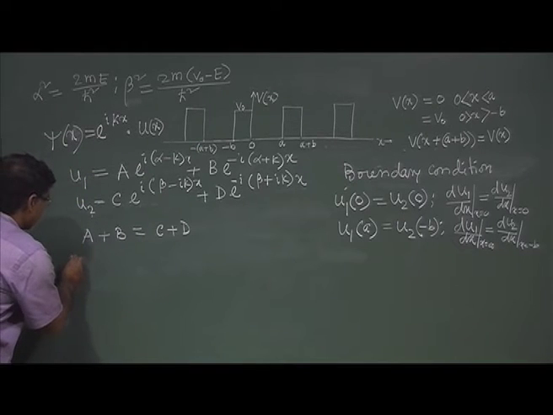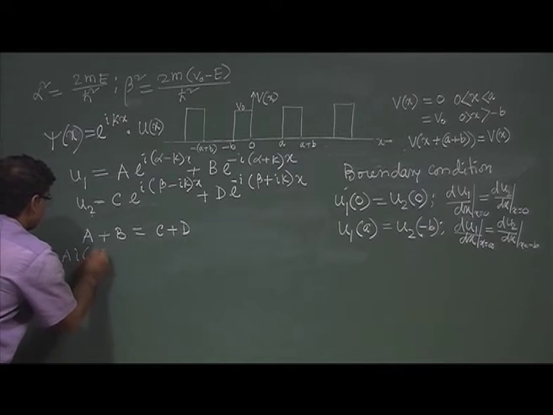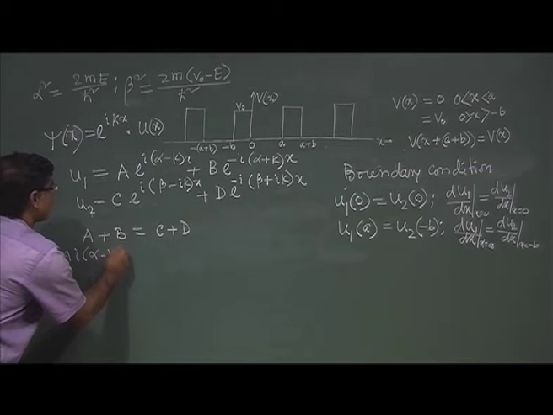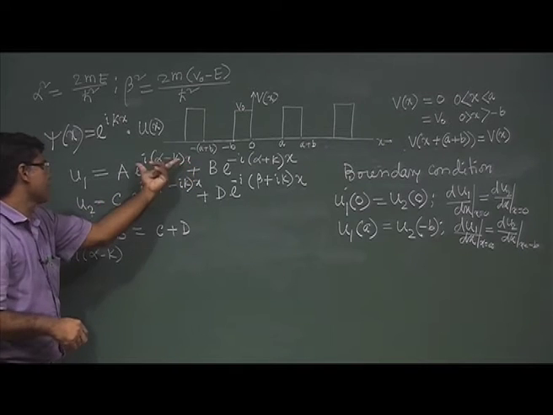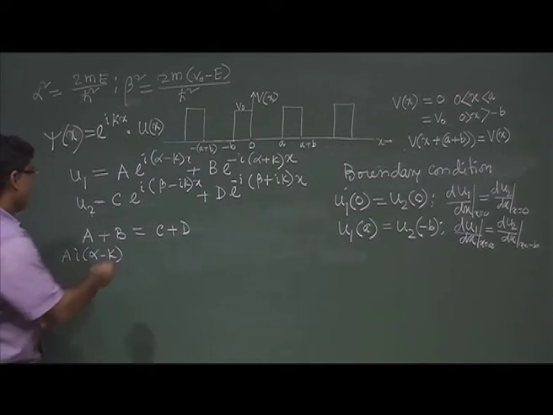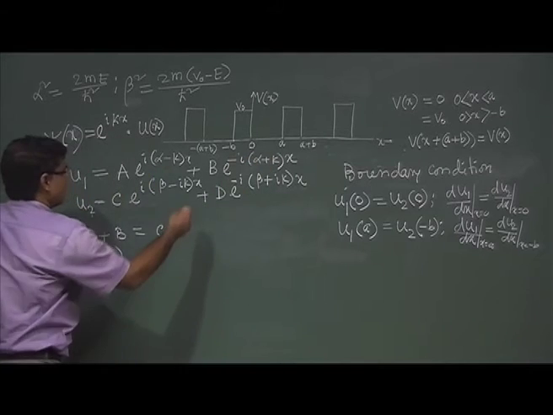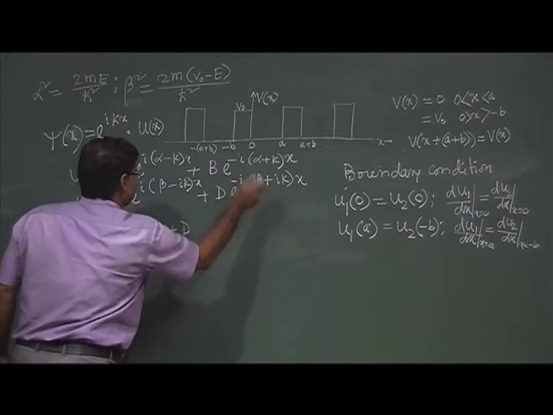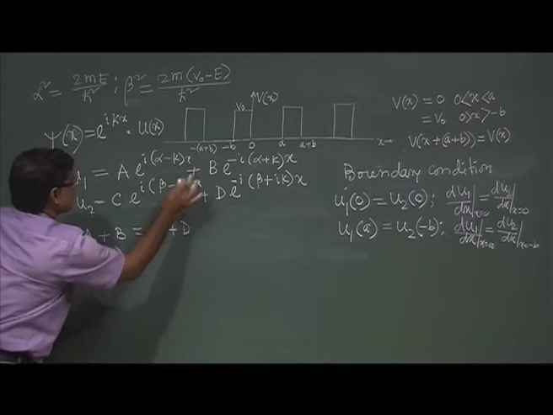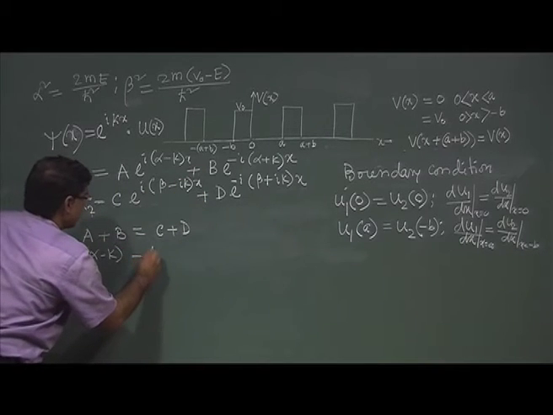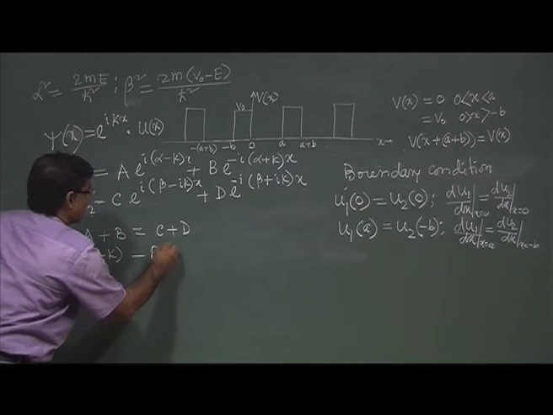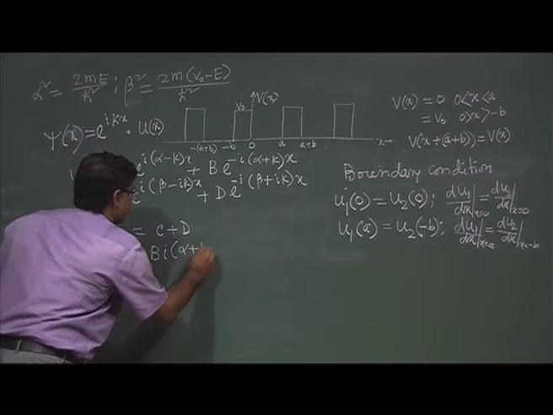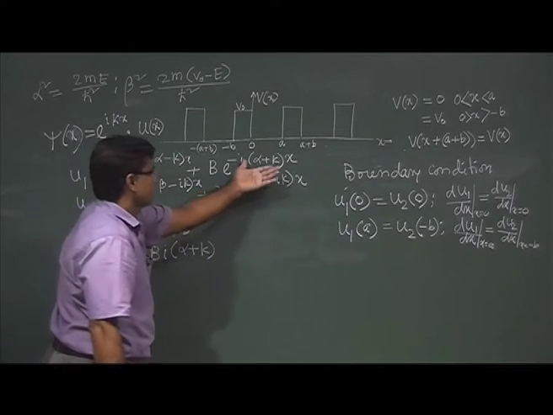If I differentiate, the term i(alpha minus k) will come out. So, what I will get? A i(alpha minus k), right, e to the power this. Since x equal to 0, it is 1. And this one, if I differentiate, minus i(alpha plus k), so this plus is there. So, here I will get minus b i(alpha plus k), right, at x equal to 0.